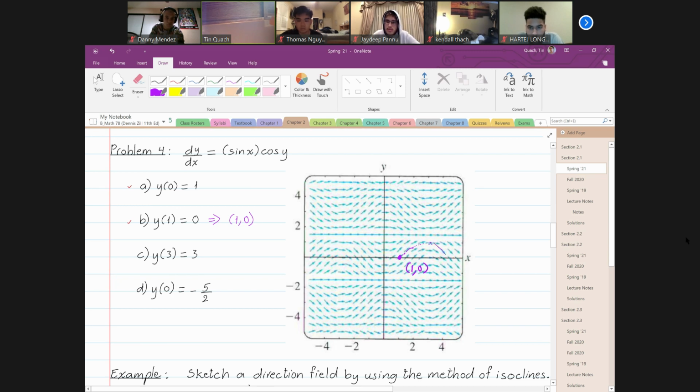Okay, so it comes back down, down, and then it kind of bends like that, right? So like this. So you have that particular curve going in that direction.